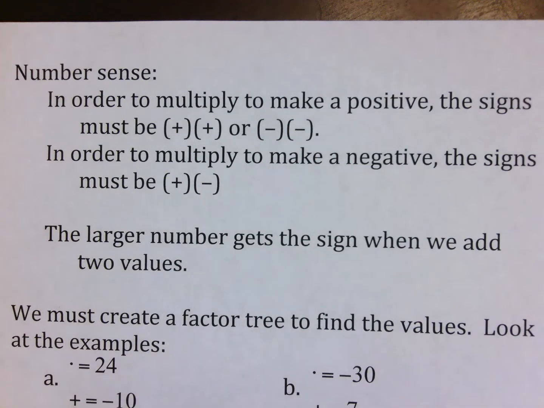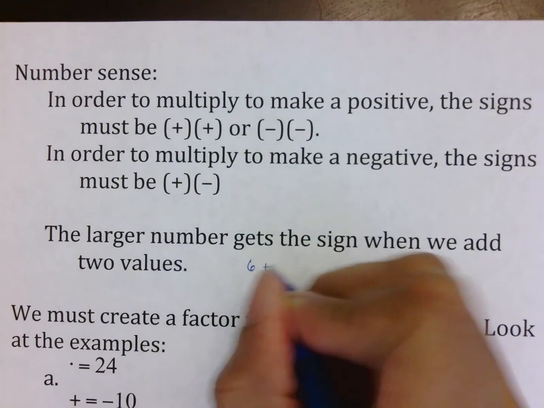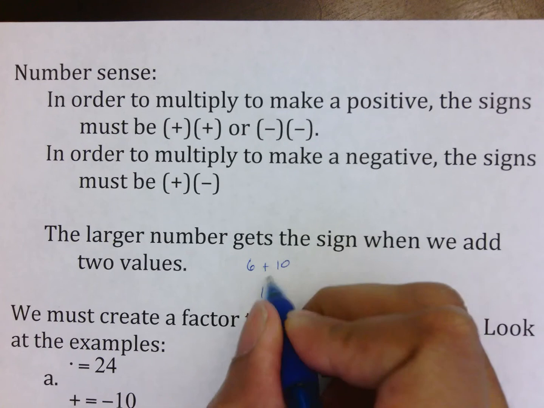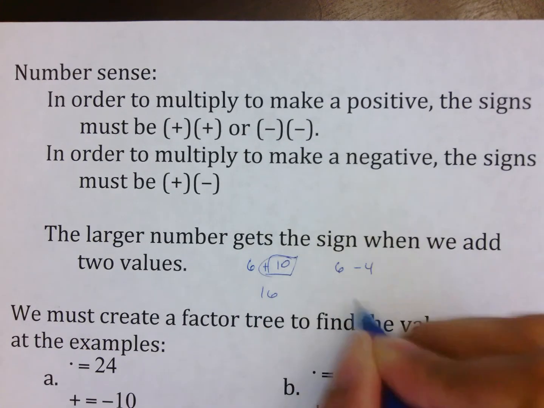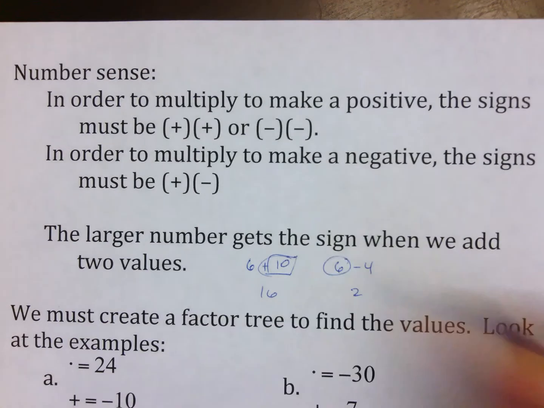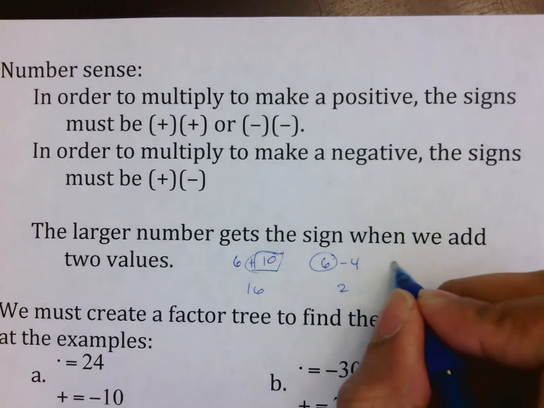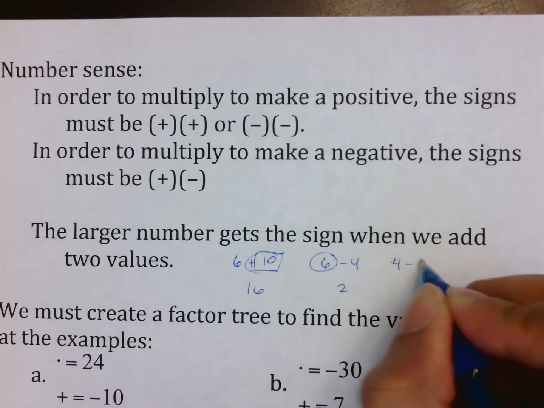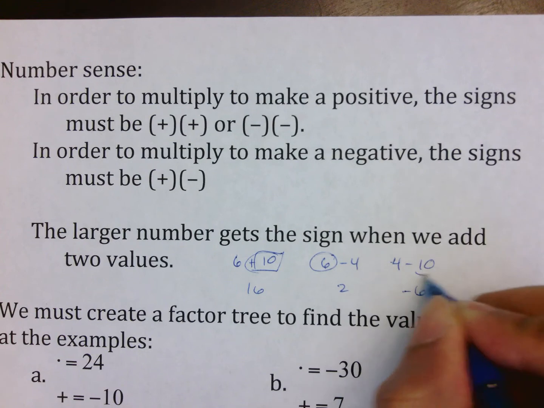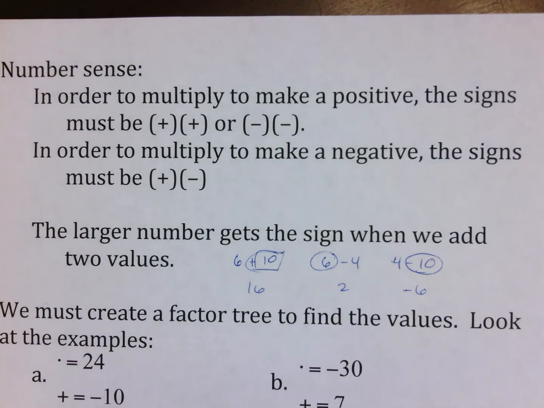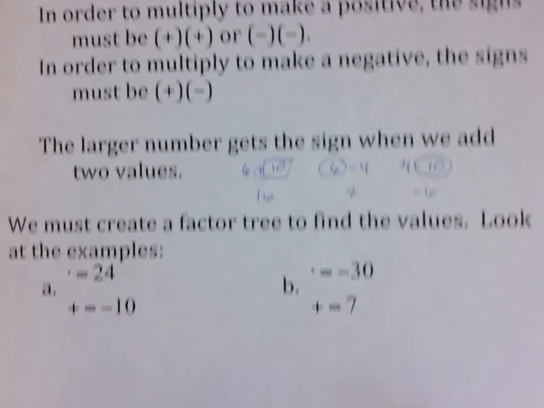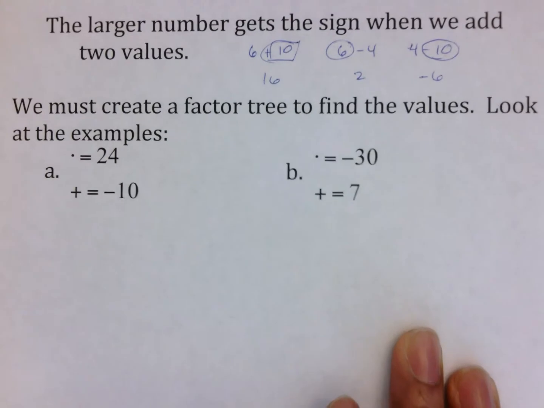And so whenever you add, for example, 6 plus 10, yes, it's +16, but it's because the 10 is positive. If you do 6 minus 4, yes, it's a +2 because the 6 is positive. If you do 4 minus 10, the answer is negative 6 because the bigger number is negative. So as we know, the bigger number always gets the sign. So again, that's your number sense part that you're going to need as we go to find these numbers for the combination.